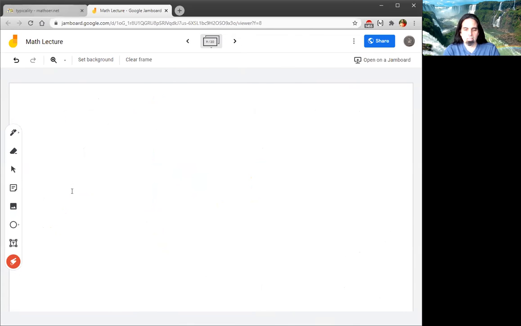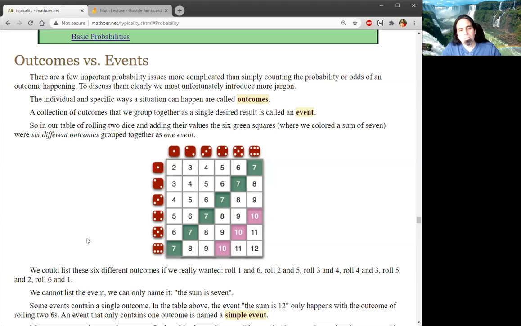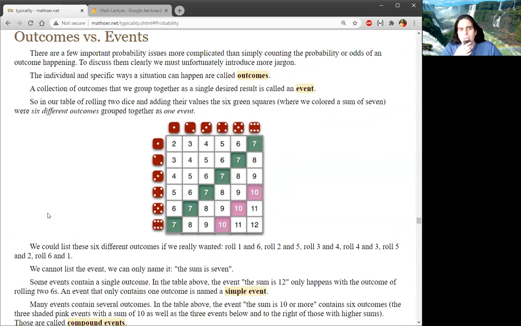Okay, moving on. More jargon. Let's keep talking about our dice. The individual ways the situation can happen are called outcomes. So rolling 2 dice and adding them up, there were 36 different outcomes. The collection of outcomes we can call an event. So summing to 7 is an event that had 6 different green boxes, 6 different outcomes as part of that one event.